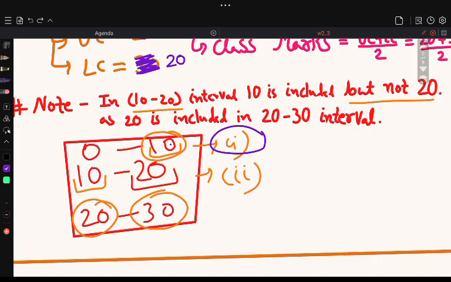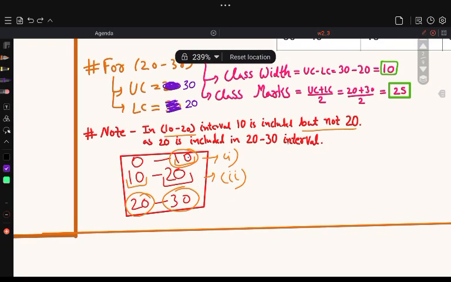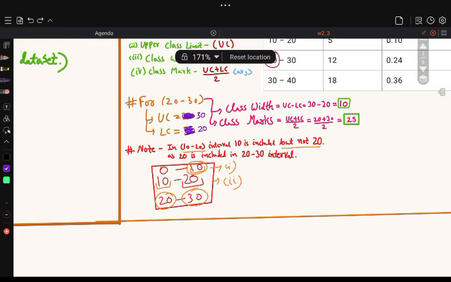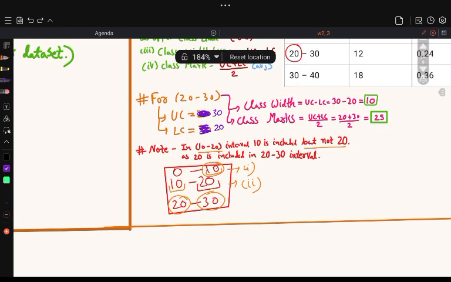So that's why, if we do not want any element to be added or subtracted two times, to avoid that case, we exclude the element of the upper class.